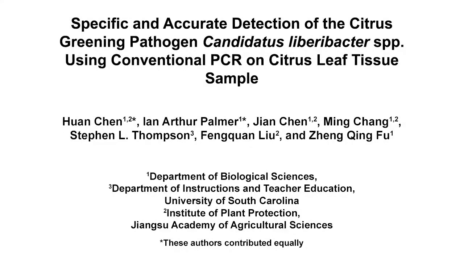The overall goal of this procedure is to accurately detect the citrus greening pathogen Candidatus Liberibacter spp. in citrus leaf tissue. This method allows citrus farmers and researchers to quickly and accurately identify the presence of the pathogen responsible for causing citrus greening. Demonstrating the procedure will be Ian Palmer, a graduate student from my laboratory.